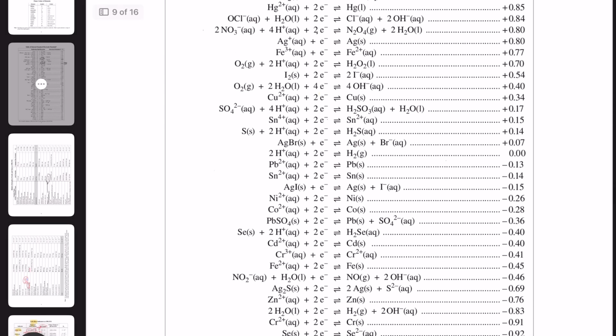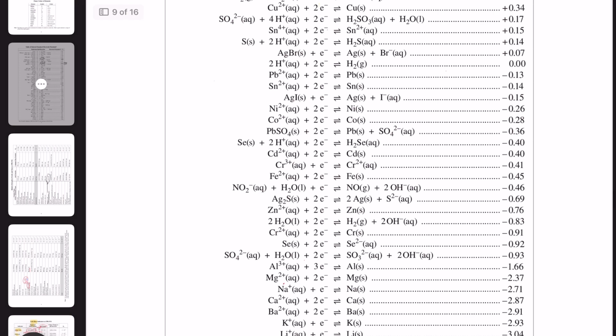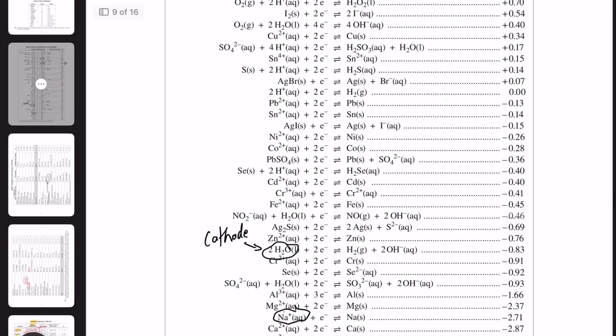And then if we look at the cathode, well, you have Na+, which is relatively weak. It's almost at the bottom of the scale here. And then water again. So it looks like here that your water is going to be at the cathode and the anode, and that's possible. Remember, disproportionation is a type of redox reaction that can occur. So you could have the same substance at the anode and the cathode.